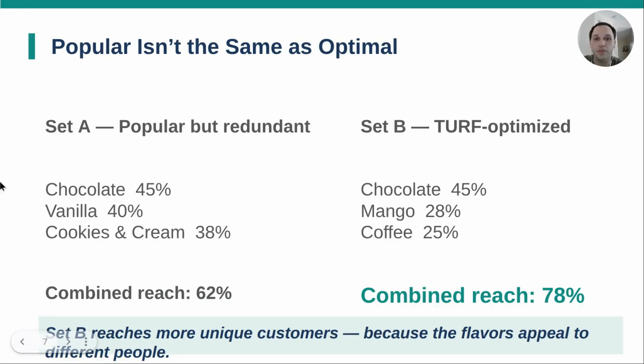Look at these two trios. Set A is the popular pick. Chocolate, vanilla, and cookies and cream, individually strong at 45, 40, and 38%. But there's heavy overlap. The people who love one tend to love the others. Combined, they only reach 62% of customers. Now set B, chocolate, mango, and coffee, lower individual scores, but they appeal to different people. So together, they reach 78%. Same number of flavors, 16 more points of reach. That's Turf in one slide.